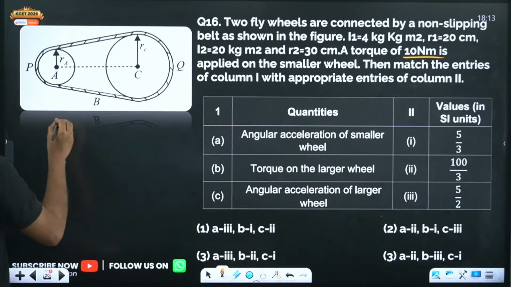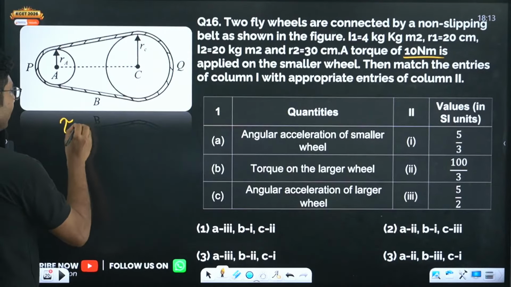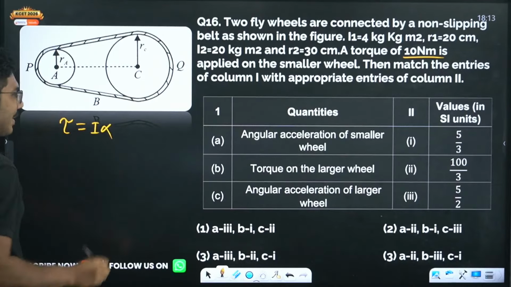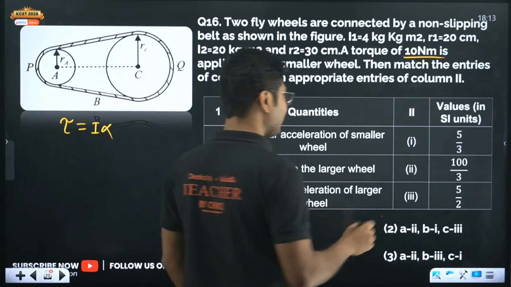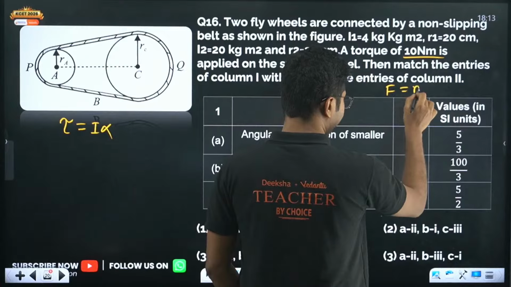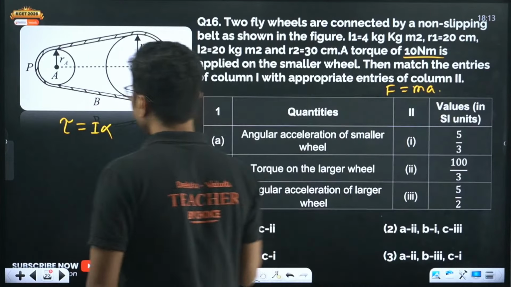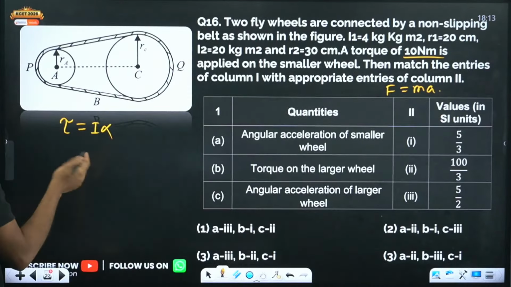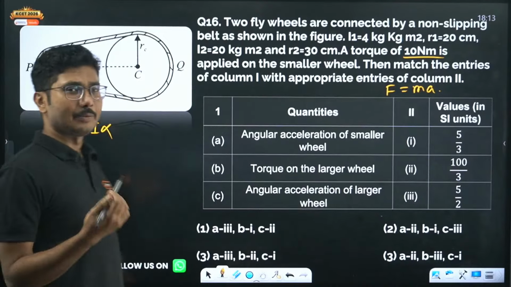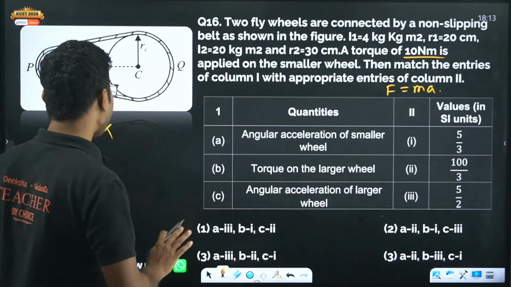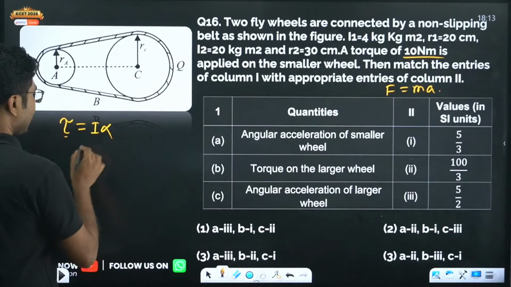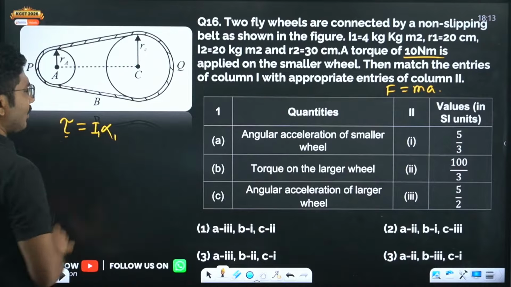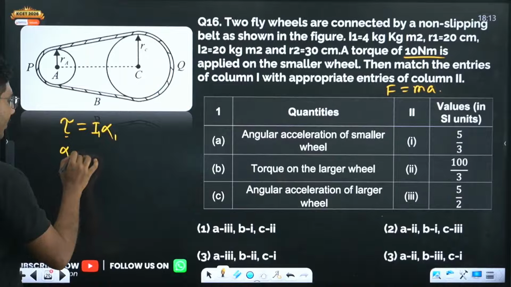So what is the formula for torque? Torque is equal to I alpha. Same as force. In case of force, we have F equal to ma. Okay, in case of rotational motion, force is replaced by torque, mass is replaced by moment of inertia, and alpha is angular acceleration. So here it will be I1 alpha 1.